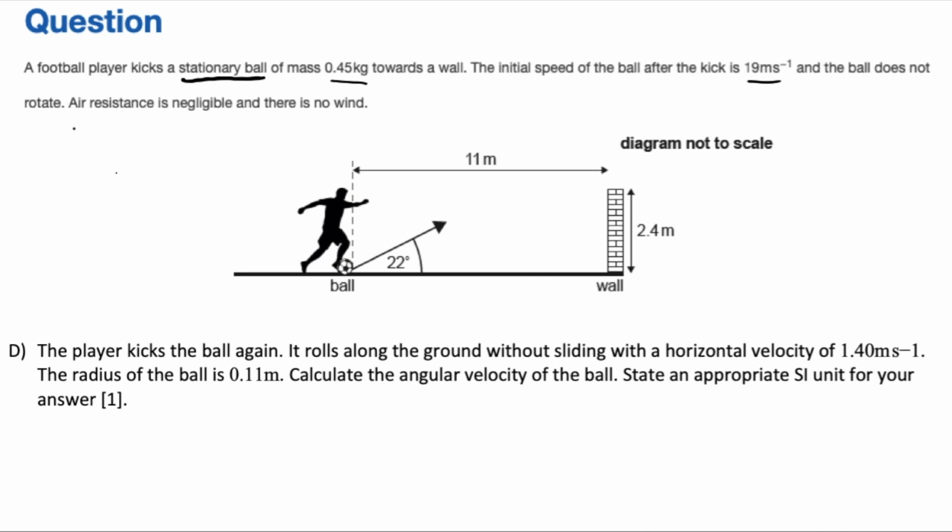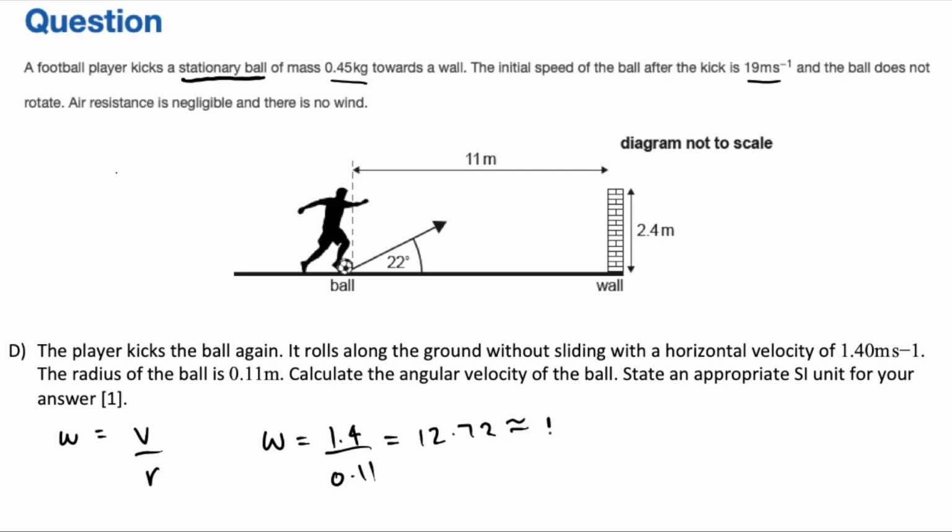So finally, how do we answer this last question? Well, we know the formula for angular velocity is ω is equal to velocity divided by the radius. So directly substituting that in, angular velocity is equal to 1.4 divided by 0.11, which gives us approximately 12.72. So again, we can say that's approximately equal to 13. Now we need to understand the unit for this: 13 radians per second. And that's your final answer.